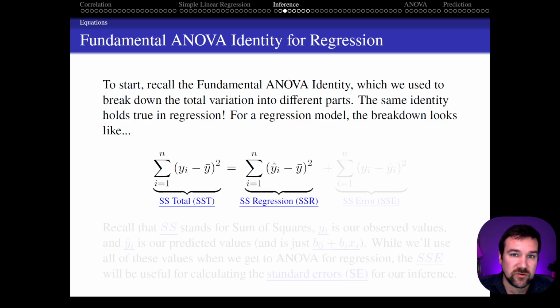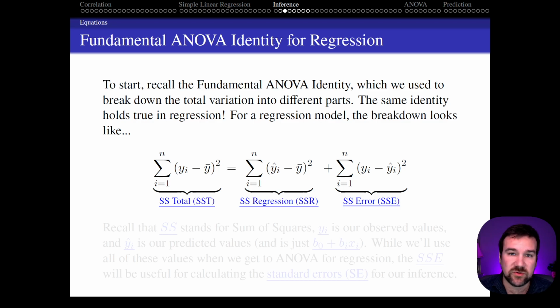Now, instead of sum of squares between or sum of squares treatment, we're going to have sum of squares regression. This is the sum of squares associated with the regression model. Essentially, for this one, we're going to take each of the predicted y values for each data point and subtract the grand mean and square that.